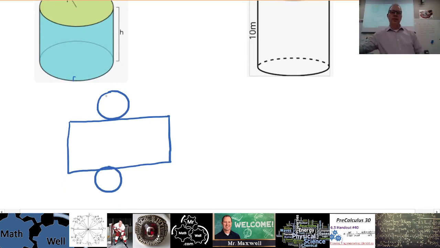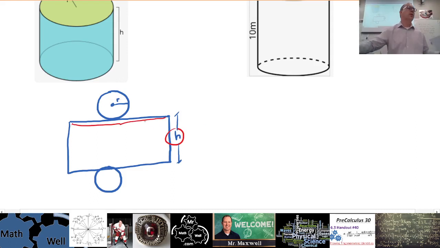So the radius obviously is still right here. That's r. This is h right here. That's h right there. And the other important thing that we need to know is what this length right here is. Because we know what this dimension of the rectangle is, and we know what the radius is, but we need to know this side too.